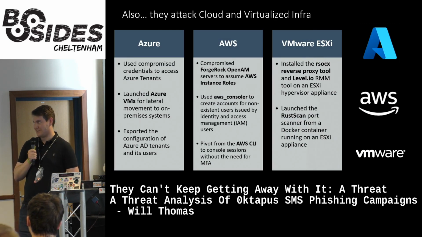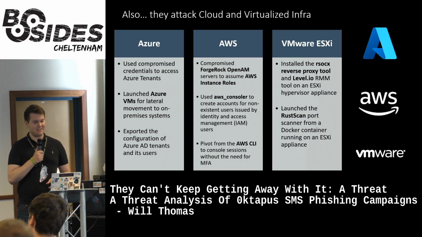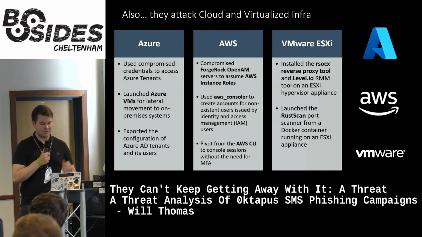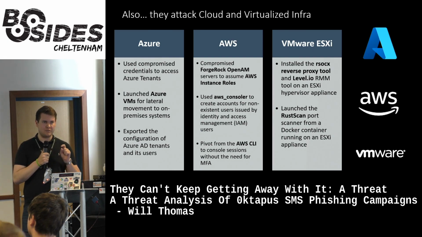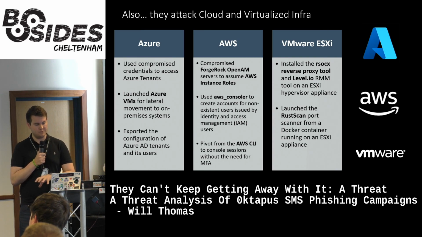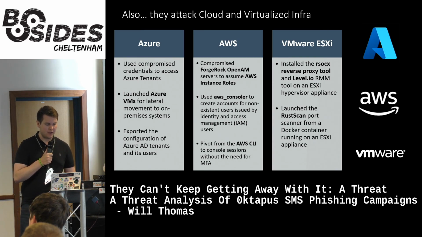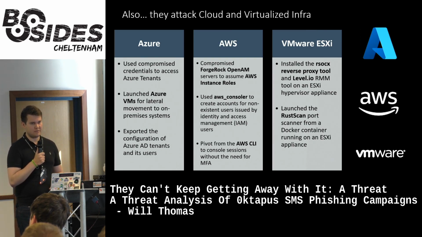Another interesting thing about these threat actors is that they also target the cloud and virtualized infrastructure. They target Azure, AWS, and VMware ESXi. A lot of the time, they will take credentials that they've stolen via phishing or potentially via editing a cookie, and then gain access to Azure VMs. Once they have established persistent access on those VMs, they'll move laterally to other systems on-premises as well. Once inside Azure, they usually aim to export the configuration of Azure AD tenants and their users, and perform follow-up attacks, data theft, and other attacks like that.